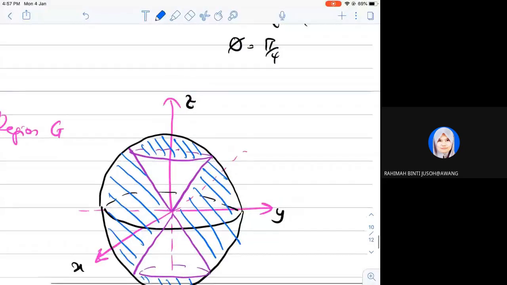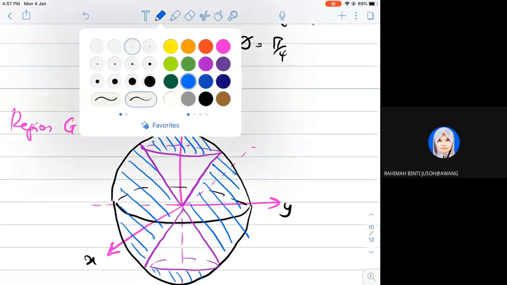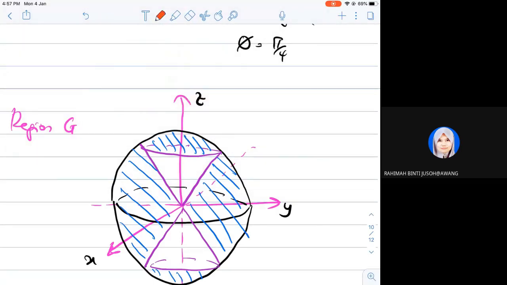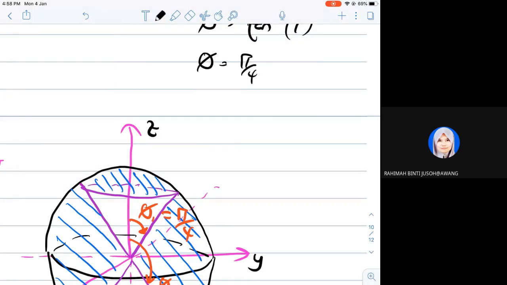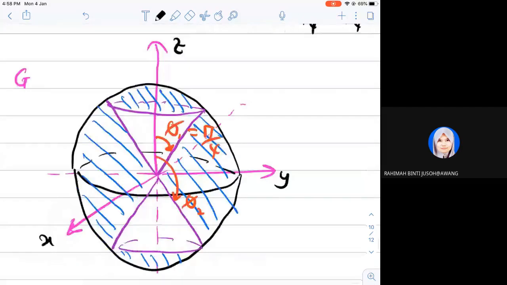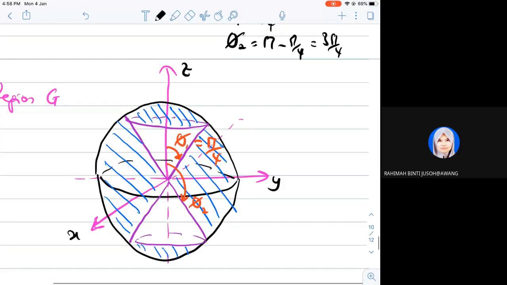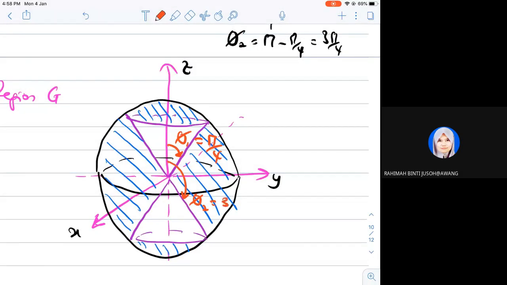Now, we have two cones, guys. Ada dua cone sekarang ni. Okay? We know that from z axis to here, this is phi equals to pi over 4. What is the values of phi here, from here to here? Tadi yang first, phi 1 equals to pi over 4. Second phi? Pi minus pi over 4. Yes, okay. So phi 2 equals to pi minus pi over 4, so we will have 3 pi over 4. Okay, so the limit of phi should be from pi over 4 until 3 pi over 4 lah. Macam tu.